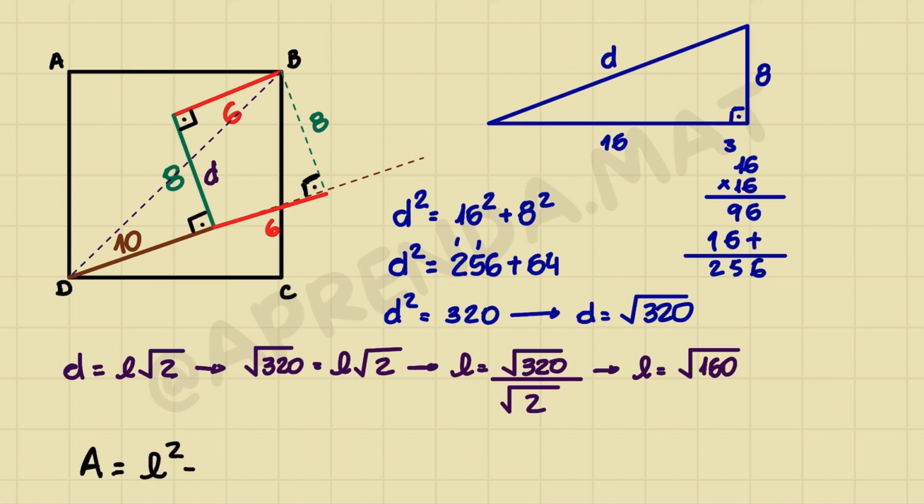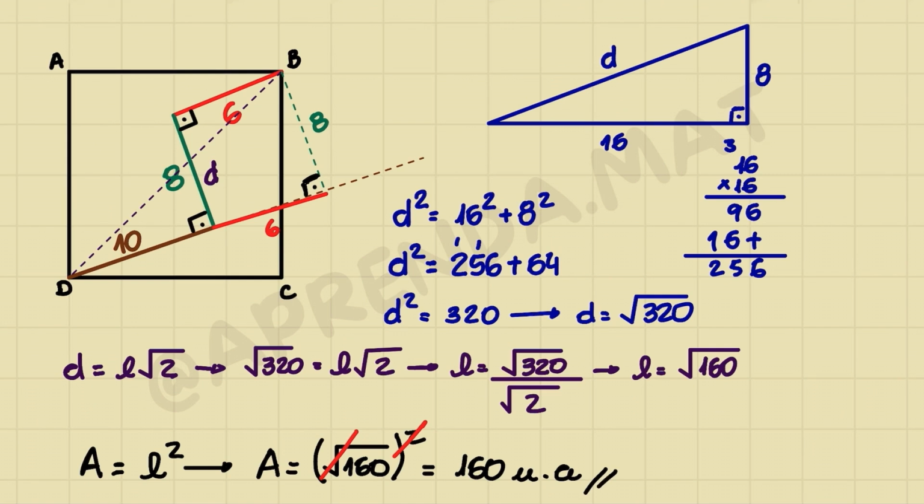Because the area of a square is the length of its sides squared. So the total area of this square will be calculated as the square root of 160, squared. And just take a moment to look at this mathematical magic. Beautiful, I canceled it out. This ends up being 160 square units. So that's the solution to this problem. And we figured out the area of the square just using the segments.